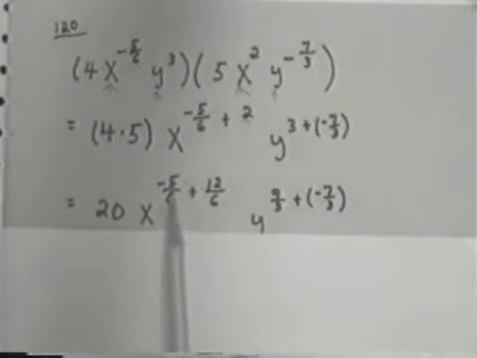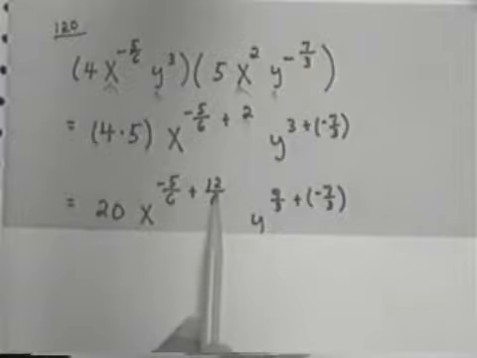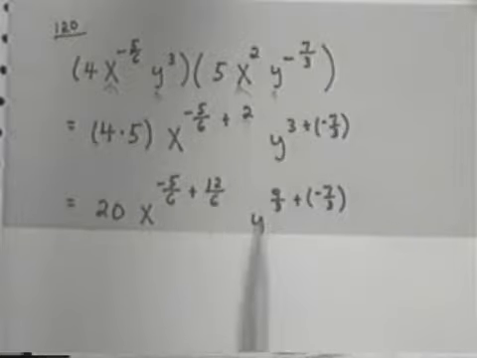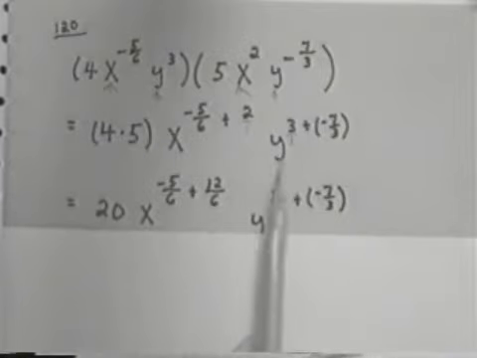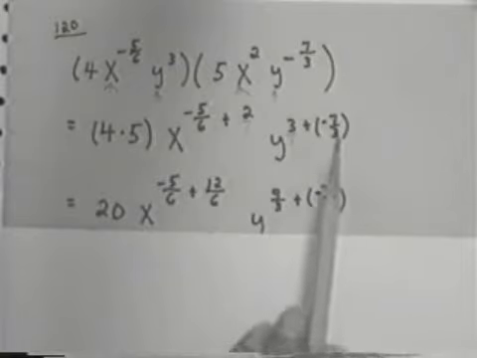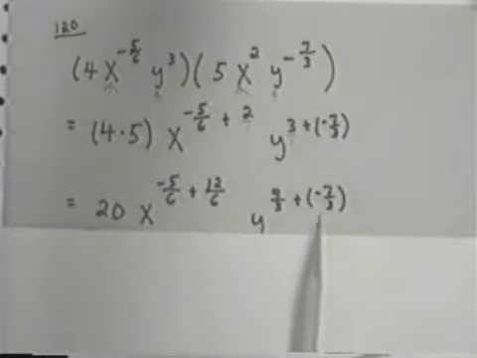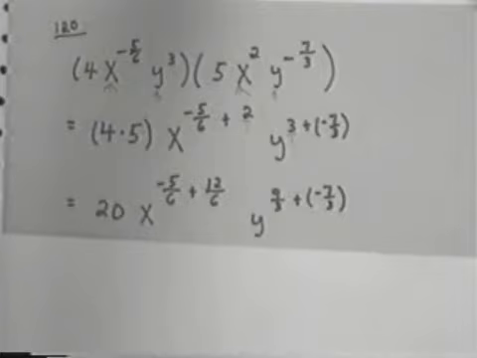1 times the negative 5 is negative 5. 1 goes into 6 6 times. 6 times 2 is 12. And I'm getting a common denominator here. Common denominator is 3. 1 goes into 3 3 times. 3 times 3 is 9. And I already have the common denominator there, which is negative 7/3.